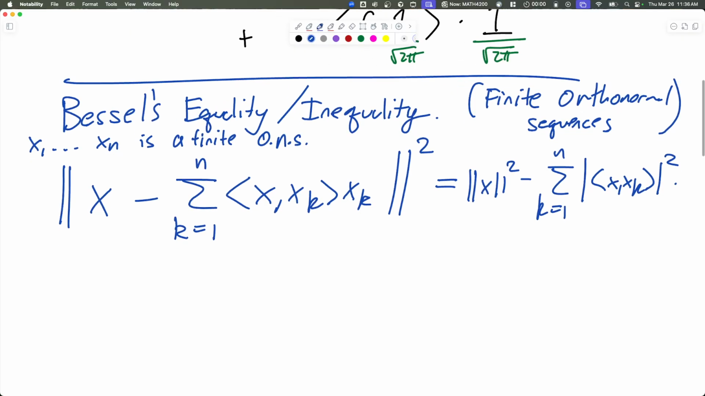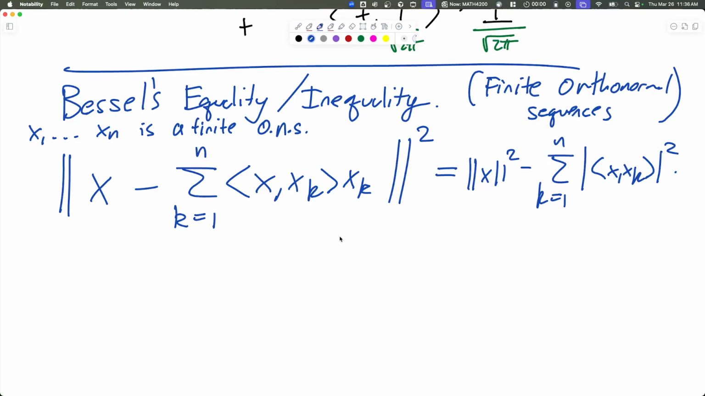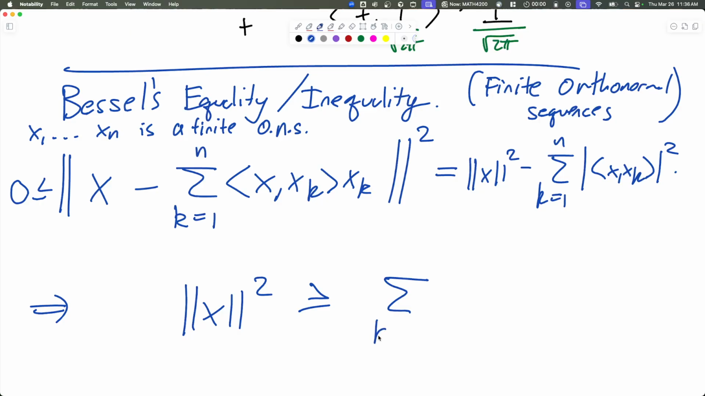And the reason this is such a nice thing to notice is this implies that the norm of x squared minus all this stuff is greater than 0, because norms are always greater than 0. So if this is the norm of something, it's greater than 0. And then we can move this something to the other side to get that the norm of x squared is greater than the sum from k equals 1 to n of xk squared. And the reason this one is so exciting is because the left-hand side is the upper bound, and it does not depend on n.